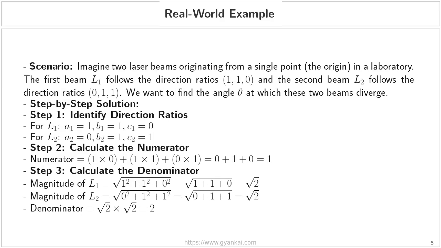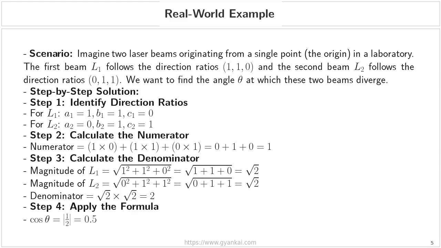Step 3. Now, let's calculate the denominator. We need the magnitude of each direction. For the magnitude of L1, we take the square root of 1 squared plus 1 squared plus 0 squared, which simplifies to the square root of 2. For the magnitude of L2, we take the square root of 0 squared plus 1 squared plus 1 squared, which also simplifies to the square root of 2. To get our denominator, we multiply the square root of 2 by the square root of 2, which gives us exactly 2.